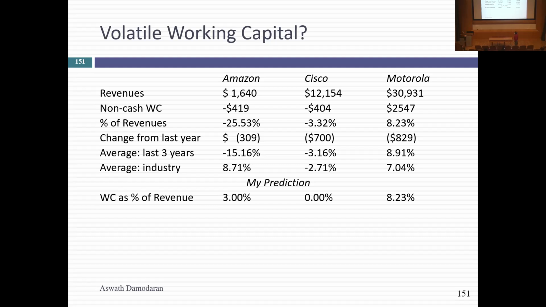Motorola, a much more traditional company, had a non-cash working capital of 8.23% of revenues. When I was valuing each of these companies, one of the choices I had to make was what non-cash working capital I would expect to see in the future. For Amazon, over time, I assumed that their working capital would go from negative to positive. And here's the reason. Ultimately, Amazon was then a retail business. Remember all the other businesses Amazon is in now, they weren't in those. The retail business is traditionally a business where working capital is a big drain on your cash flows.